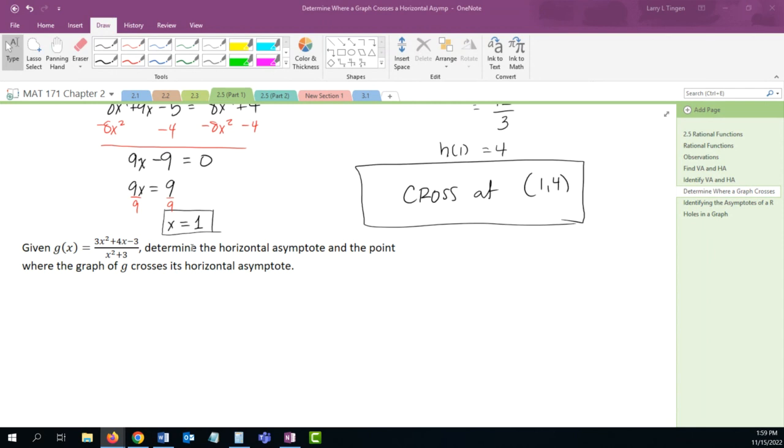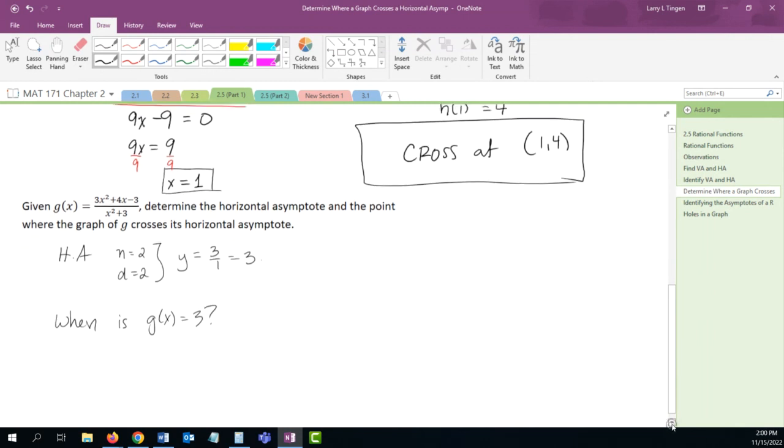All right, so I've got to find when it crosses the horizontal asymptote. Let's find the horizontal asymptote. Numerator has degree 2, denominator has degree 2, which means I'm looking at a horizontal asymptote of 3 over 1, which is 3. So then when, just like before, is g of x equal to 3?